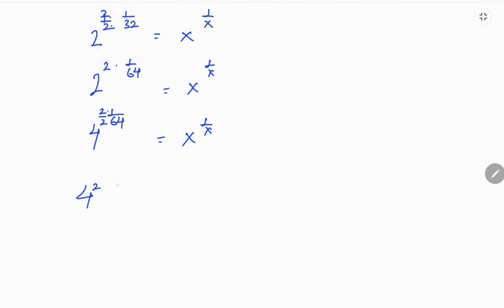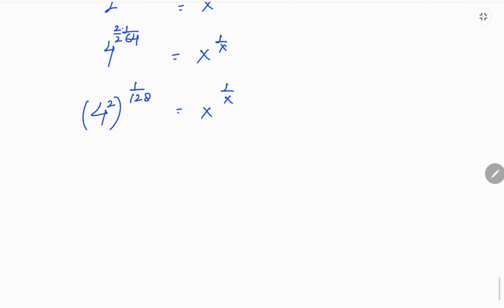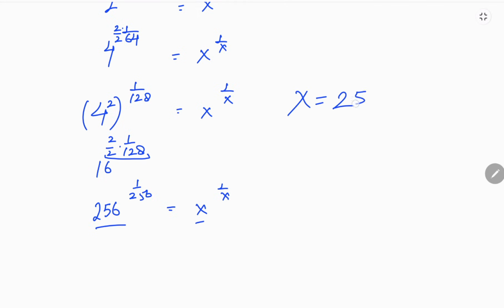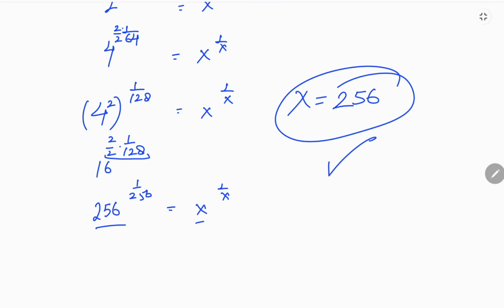Now again it is 1 and we can write it as 2 by 2, right? It will become 4 squared raised to power 1 by 128, and x raised to power 1 by x, because we still didn't get the same thing, right? It will become 16 raised to power 1 by 128. Now again what will we do? We will again do this, and it will become 16 squared is 256, and 2 times 128 is also 256. Now you can notice that this is the same now, 256 raised to power 1 by 256, and the right hand side is as well x raised to power 1 by x. Now we can equate them, and after equating them we can say that x is what? x is 256, right?